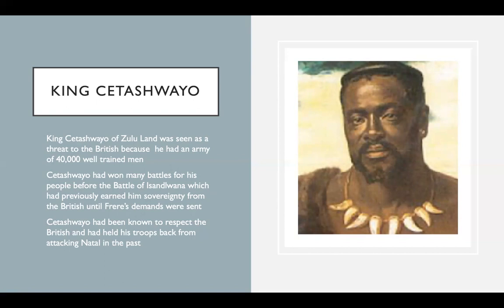One of the many reasons Katashweo had become so respected in South Africa was because of the mutual respect he showed for the British. The region shown earlier, Natal, had the possibility of being attacked by the Zulu at any time, but Katashweo never did because of the respect he had for the British.